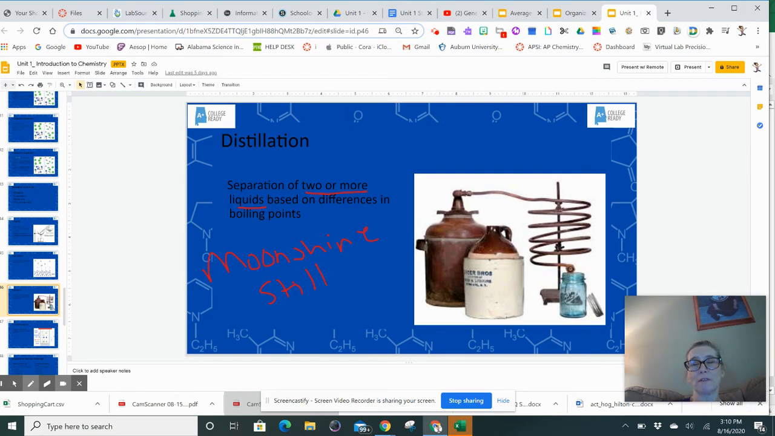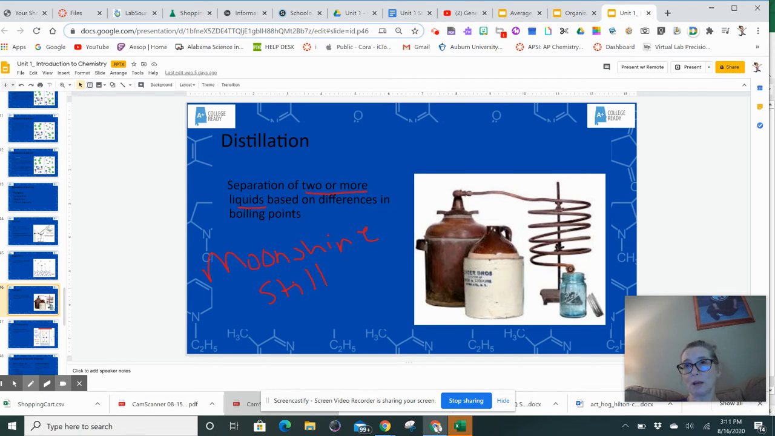So it's the separation of 2 liquids based on different boiling points. In the case of moonshine, the 2 liquids are water and alcohol. Alcohol boils at a lower boiling point than water. So you take the corn mash and you let it sit there and you let it basically rot, and you put the yeast in it, and the yeast feeds on the sugar and produces carbon dioxide and alcohol as byproducts. Okay. Well, the alcohol is what you want to separate out from the water that's left behind.